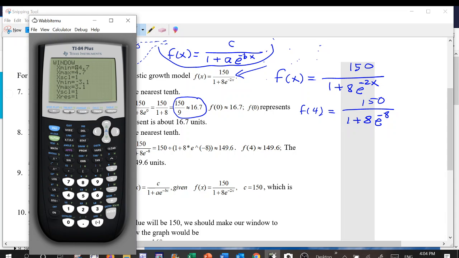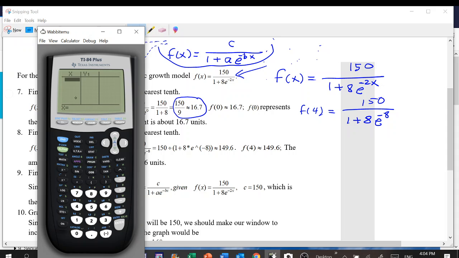Second, table set. And I'm going to change this to ask. If it's an auto, you need to move to ask and then press enter. Then I'm going to go to table and clear whatever is in it. So for example, what is f of x when x is 0? 16.67. That's the number we found, right? Now what is it when x is 4?